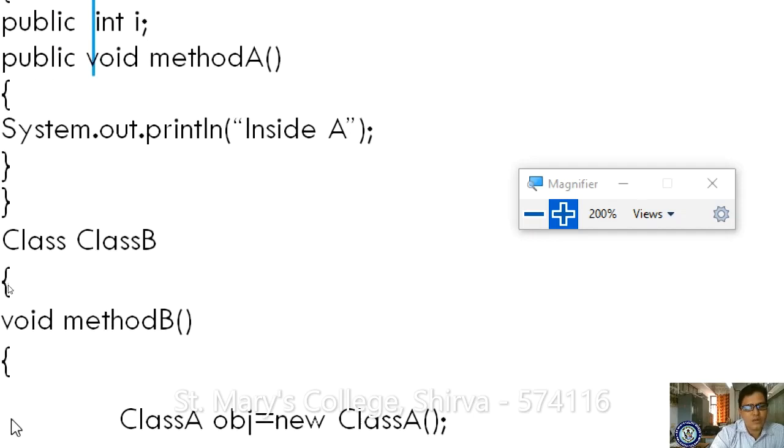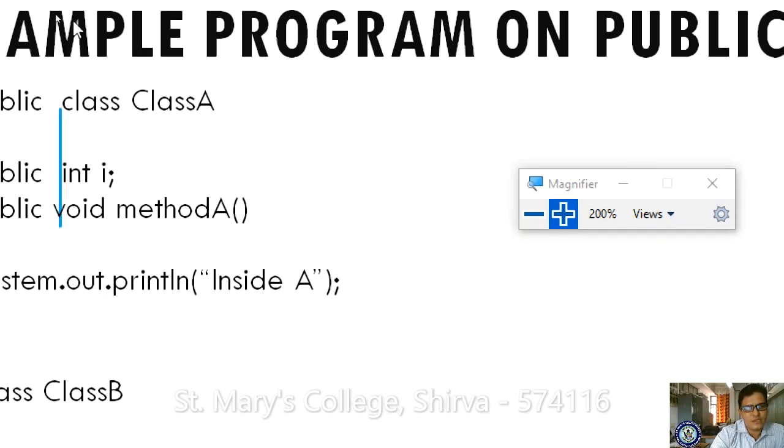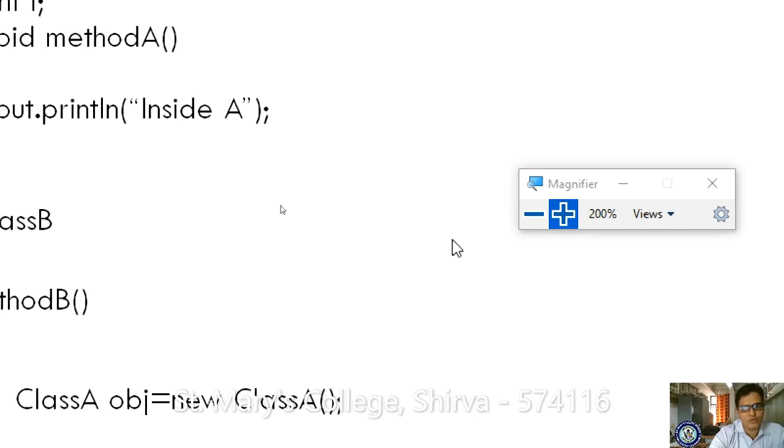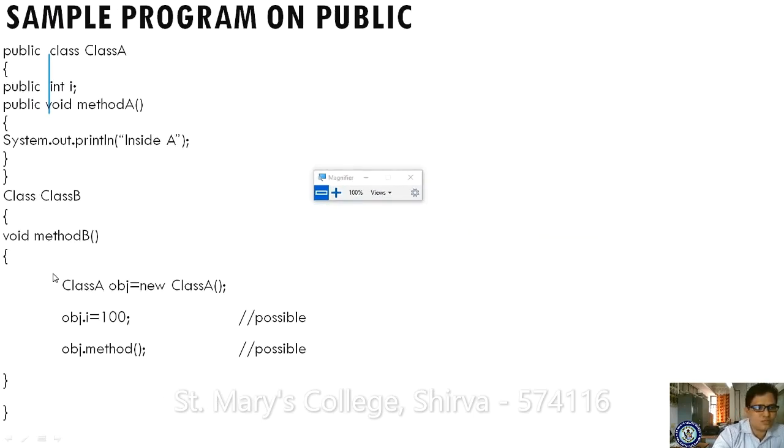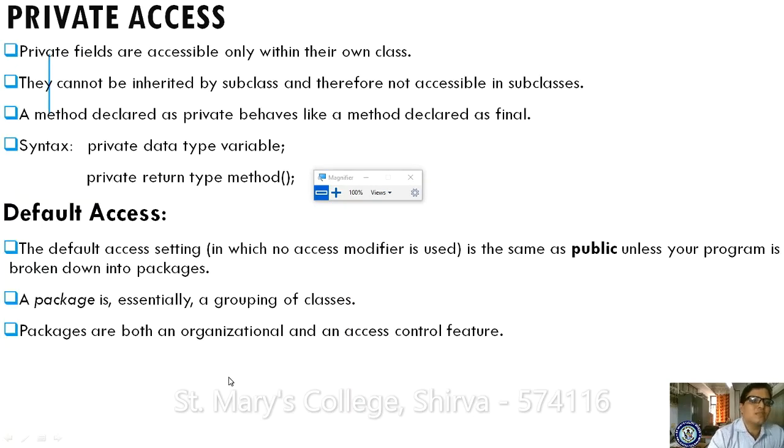Now I'm creating an object of class A in class B. Please observe. You are creating the object of class A in class B, and you are accessing that variable, obj.i equal to 100. You can access this method, obj.method. You are accessing this method. This is also possible. Is there any main method here? No, right? If you create the main method, only from that main method can you access these classes. So that is your public access specifier.